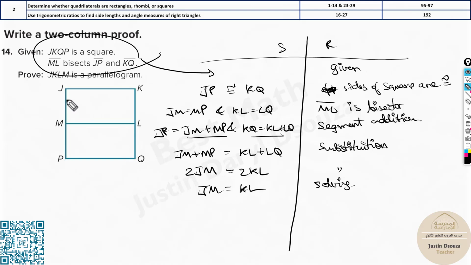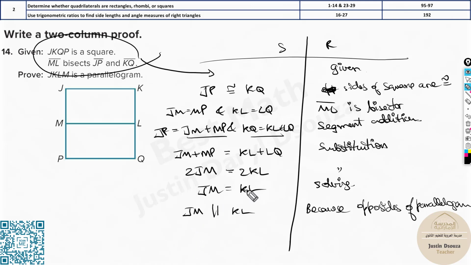Now we have to write one statement here. JM is parallel to KL. Why? Because opposite sides of a parallelogram or a square, it's a square, they're parallel to each other. Square is a parallelogram basically. Now if JP and KQ are parallel to each other, obviously JM and KL also must be parallel. I'm not writing all the details, so I've directly reasoned it and written it over here.